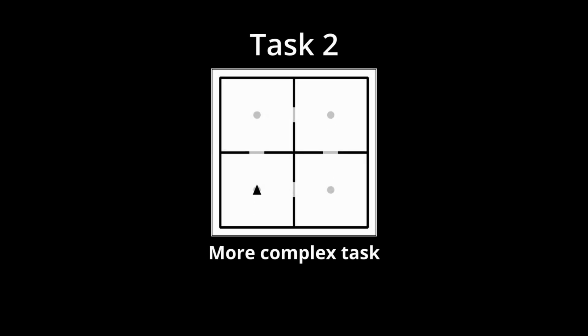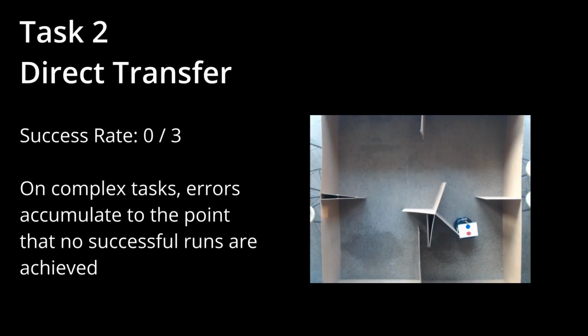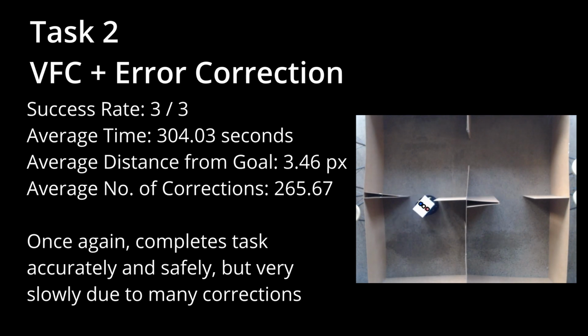To further compare these approaches, we perform experiments in a more complex task in the same environment. Solving the task requires a long trajectory, over which many errors can accumulate when transferring from simulation to the real world. Indeed, with direct transfer and no error correction, the robot is unable to complete a single run due to the complexity of the task. As before, value function composition with error correction after every low-level action performs relatively safely and accurately, at the cost of execution time, due to the large number of corrections being performed.